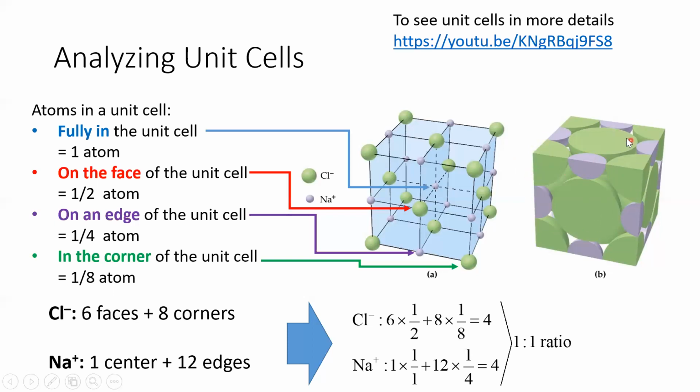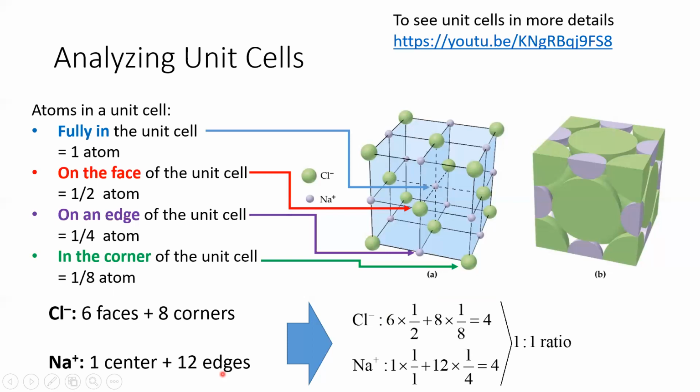So looking at sodium chloride, okay, we have six faces, one on the top, one on the bottom, and four around the middle. And we've got eight corners. So for chloride, we've got six faces, and one half of each chloride is within that unit cell. So that gives us three. We've got eight corners, and each of them has one eighth of a chloride. So that gives us one chloride. So this unit cell has one chloride in it.